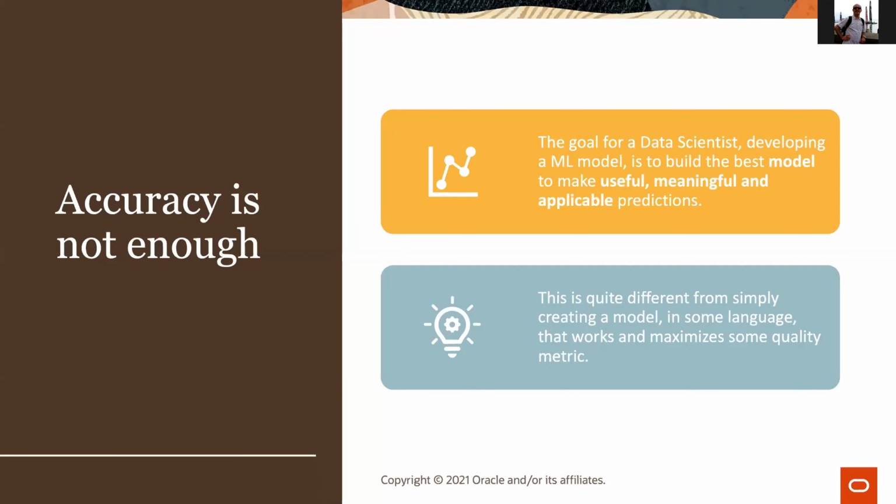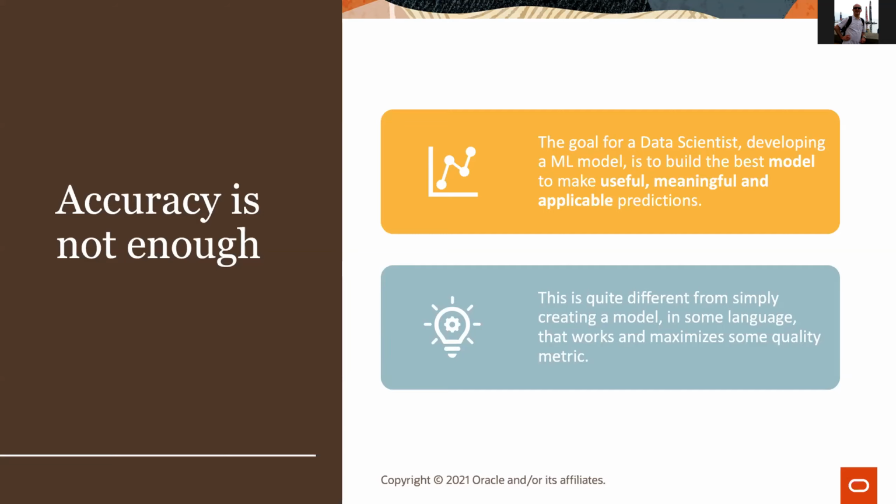First of all, accuracy is not enough. The goal that a data scientist must set today when developing a machine learning model is to create the best model that allows to make useful, meaningful, and applicable predictions. This does not mean simply creating a model that works and maximizes some quality metrics, for example, accuracy, but it means to create validated solutions that allow to translate predictions into actions.